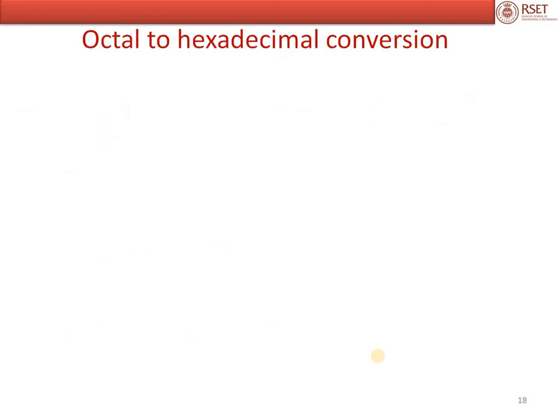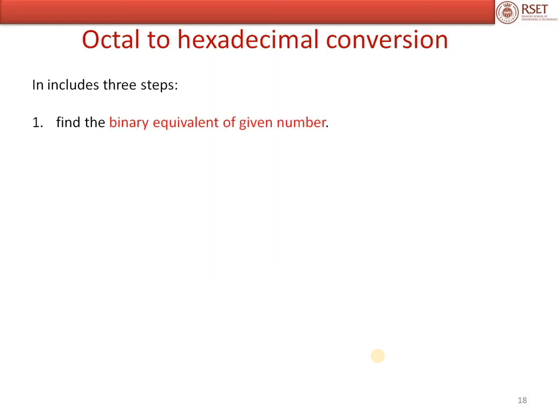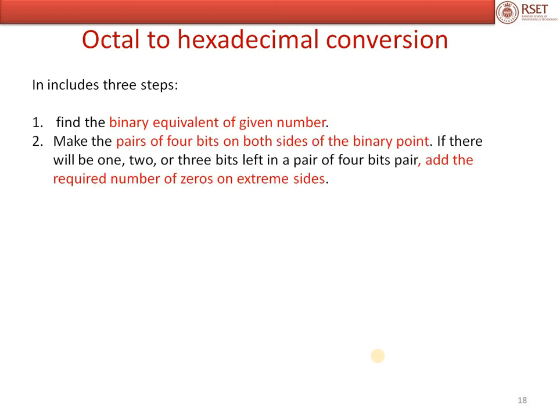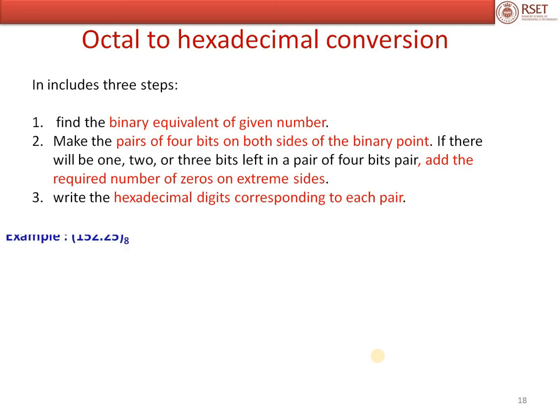Next, octal to hexadecimal conversion. It includes 3 steps. First, find the binary equivalent of the given number. The second one is to make pairs of 4 bits on both sides of the binary point. If there are 1, 2 or 3 bits left in a pair of 4 bits, add the required number of zeros on the extreme side.